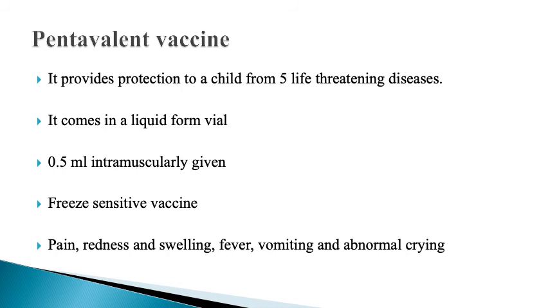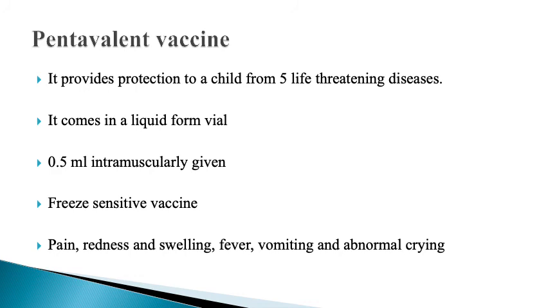The pentavalent vaccine, which is used in the universal immunization program for India, comes in a liquid form, and the dose is 0.5 ml intramuscularly. It is also a freeze sensitive vaccine. Local AEFIs occur in the form of pain, redness, and swelling. Fever may also occur. Vomiting and abnormal crying may also occur in the child.